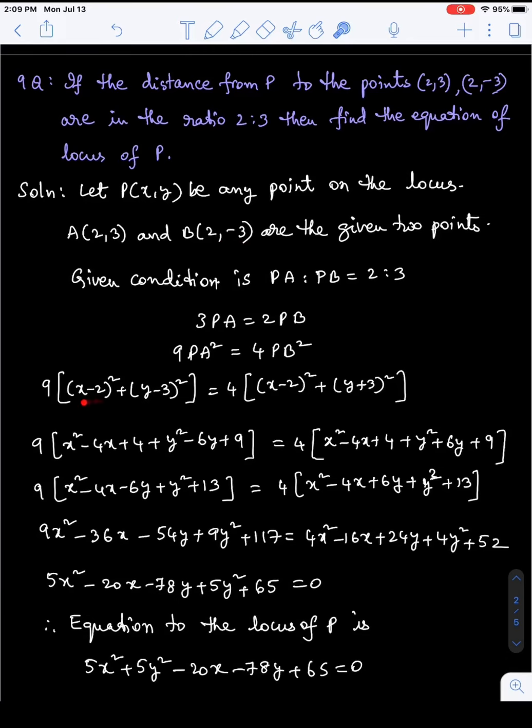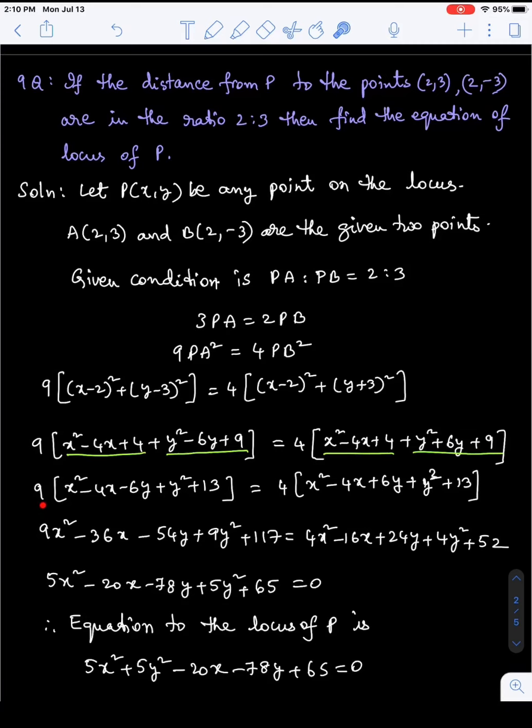And next step, 9 into here x minus 2 whole square, after expansion we get this step, x square minus 4x plus 4, and y minus 3 whole square will become y square minus 6y plus 9, and x minus 2 whole square will become x square minus 4x plus 4, y plus 3 whole square will become y square plus 6y plus 9. You can see that because it is in the form of a minus b whole square, a square minus 2ab, 2 into x into 2, that is minus 4x, plus b square means plus 4. In the same style, every term is expanded.